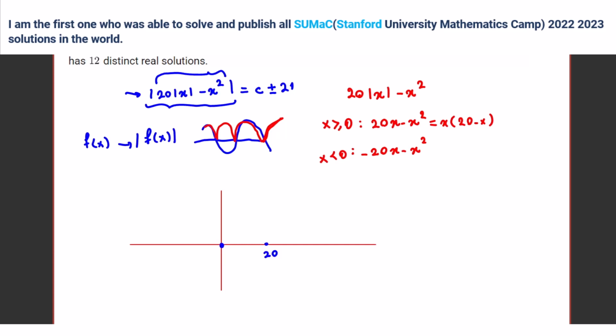Is it 0 and 20? No, it's not 0 and 20. Try again. Find the vertex of this. Okay, sorry. Is it 10 and negative 100? It's better than your previous answers, but it's still wrong.